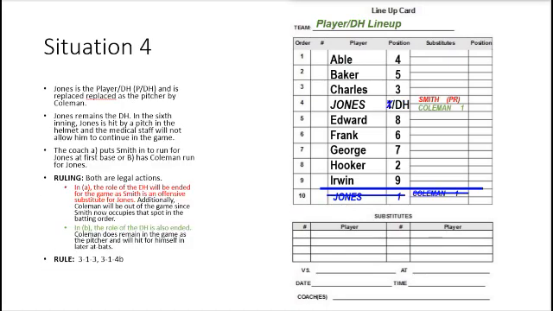Situation 4 is a little bit more complicated. Jones again begins the game as the player DH who also happens to be the pitcher and the DH. He is replaced by Coleman as the pitcher at some point in the early part of the game. The coach instructs us that he is keeping Jones as the DH, and this is legal. So Jones remains the DH after the first substitution of Coleman on defense as the pitcher. Later in the game, in the 6th inning, while Jones is at bat, he is hit by a pitch, and the medical staff will not allow him to continue the game.